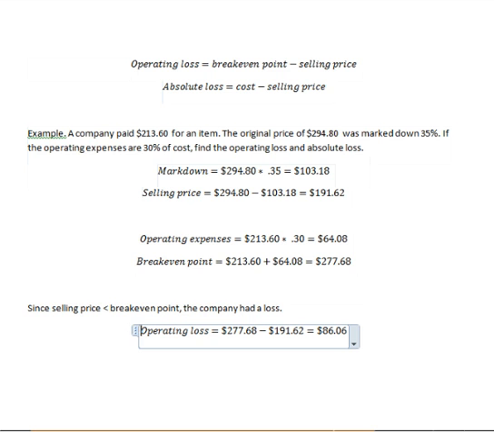So then for the absolute loss, we're going to take the cost, which was $213.60 minus the selling price of $191.62, and we get $21.98, which means that they ended up selling the item for $21.98 less than what they paid for it.